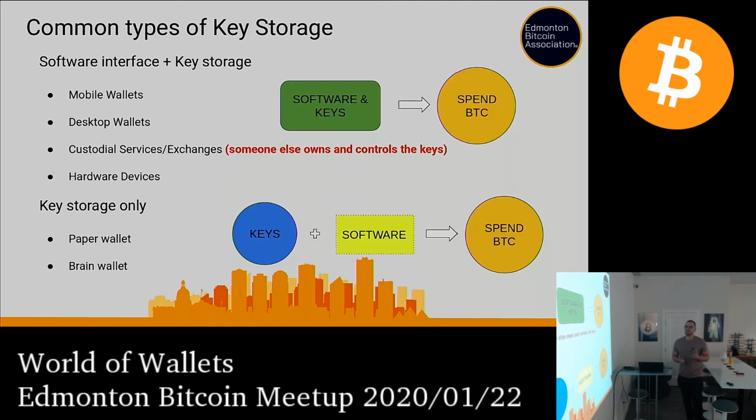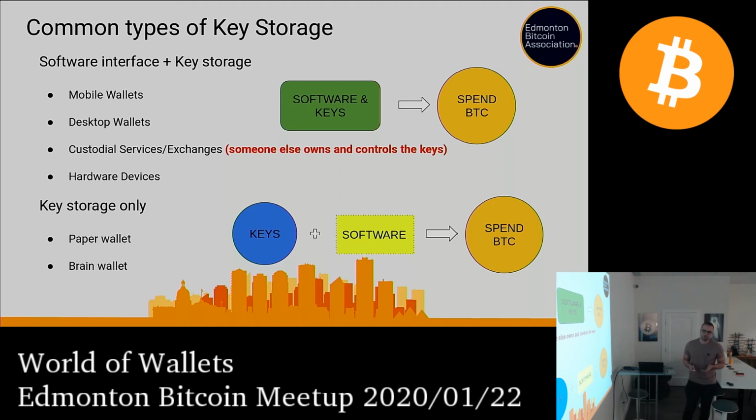So the common types of key storage, I separated this into 2 different categories. The first is a software interface with key storage. So most mobile wallets, desktop wallets, and hardware devices will fall under this category. Also custodial services and exchanges, so most exchanges and web wallets will fall under this, but with one important difference is that in that case someone else actually owns and controls your keys.